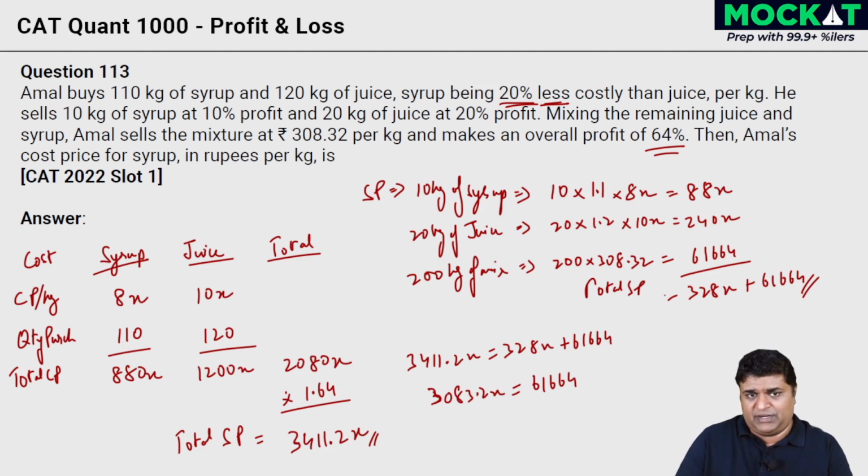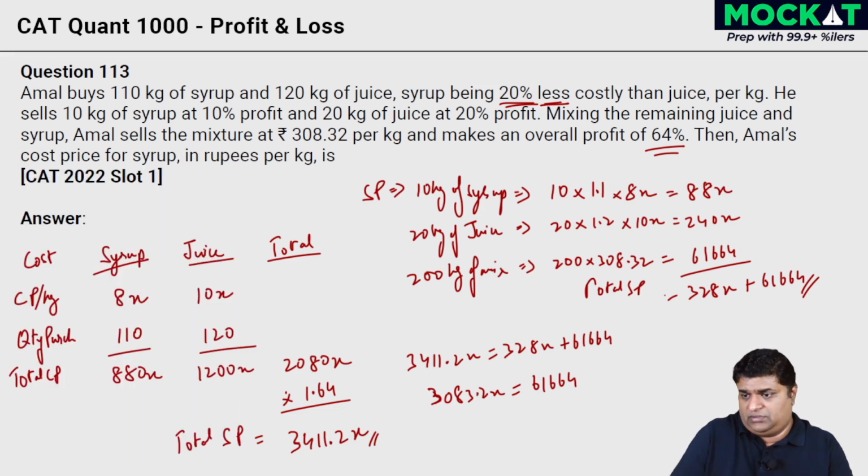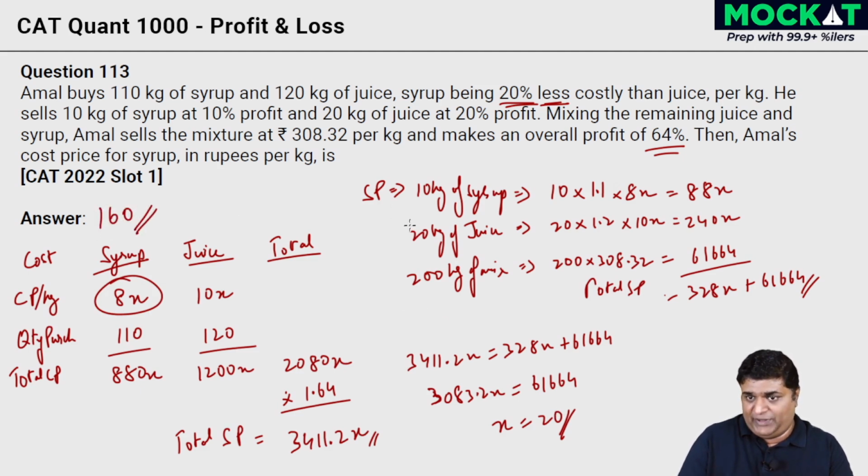Let's just try it out and see if it works out. 61664 divided by 3083.2, and we got a round number, a whole number, which is x equals 20. That's it. What's Amal's cost price of syrup in rupees per kg? Cost price of syrup in rupees per kg is 8x. That means 8 times 20, which comes to 160 rupees.